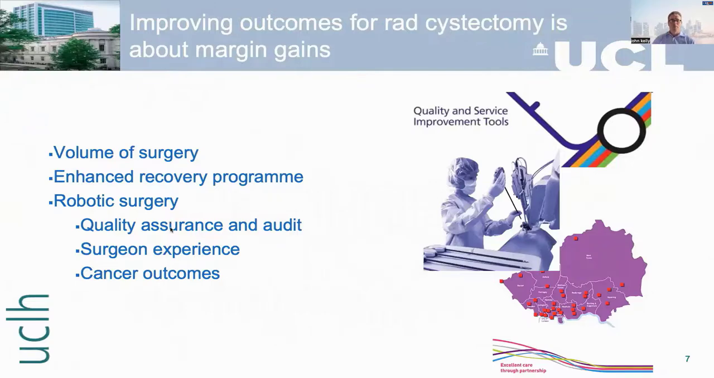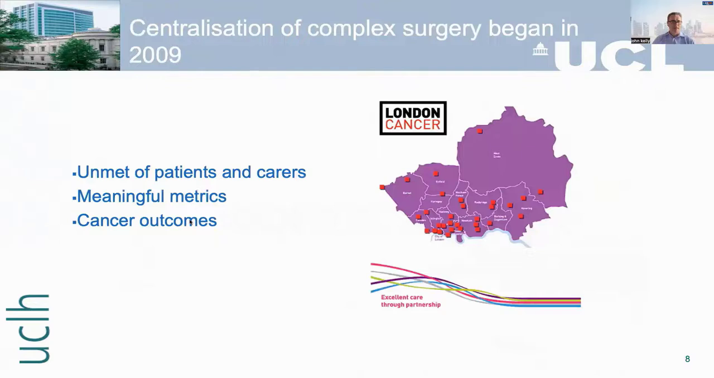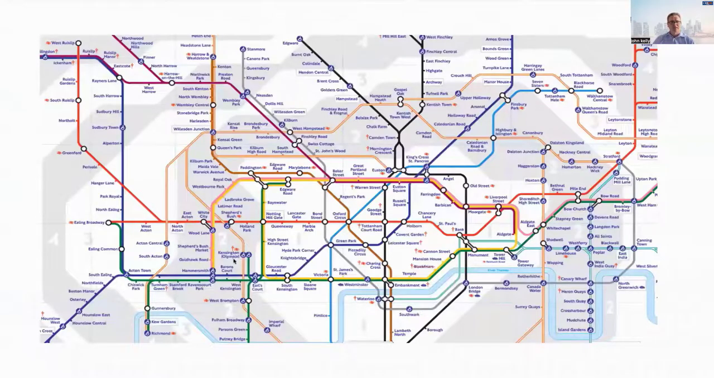We can see this well when we look at what we call London Cancer. In London, there was quite a lot of disparity of care. We knew that patients weren't being served well. We knew that outcomes weren't being measured. And we looked at what might be the London Cancer Project, where we centralized complex surgery into fewer and fewer hospitals. This is best exemplified by the London Underground map.